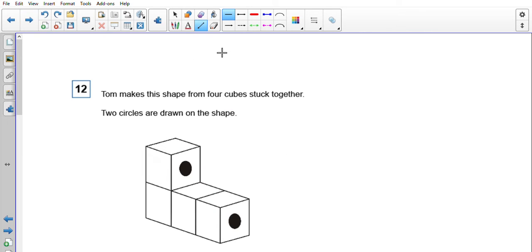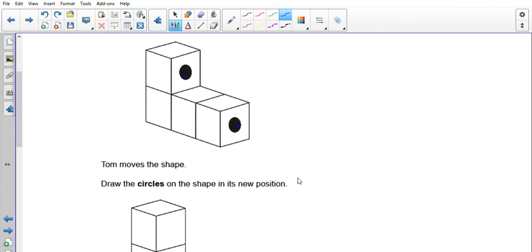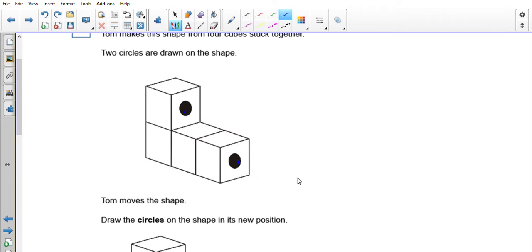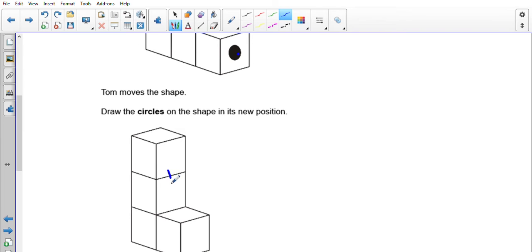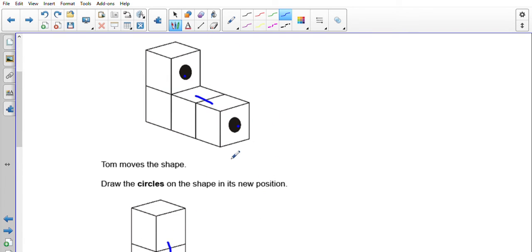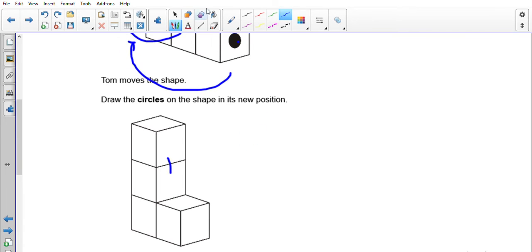Question number 12. Tom makes a shape from 4 cubes stuck together. 2 circles are drawn onto the shape, here and here. Tom moves the shape. Draw the circles on the shape in its new position. So this again is just visualizing the shape, looking at how it's moved, seeing where everything's happened. You've got a gap of 2 here, look, you've got a gap of 2 here. So what Tom's done is he's taken a shape, he's spun it around, and he's stuck it on its end, like that. Okay, which means that your 2 dots are going to go here and here on the ends, like that.